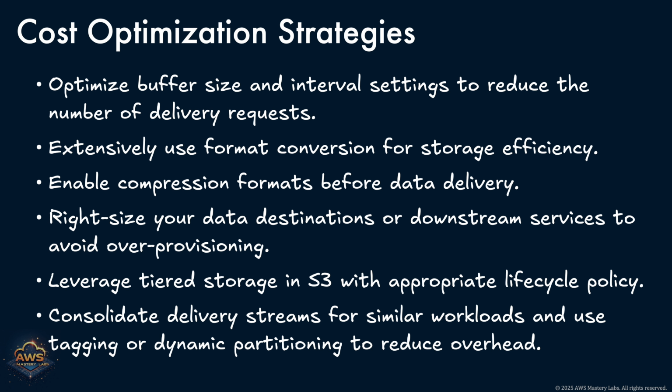Another impactful tactic is to enable format conversion, such as transforming JSON records into Parquet or ORC. These columnar formats are far more efficient for storage and analytics, dramatically reducing your S3 footprint and accelerating queries in Amazon Athena and Redshift Spectrum.